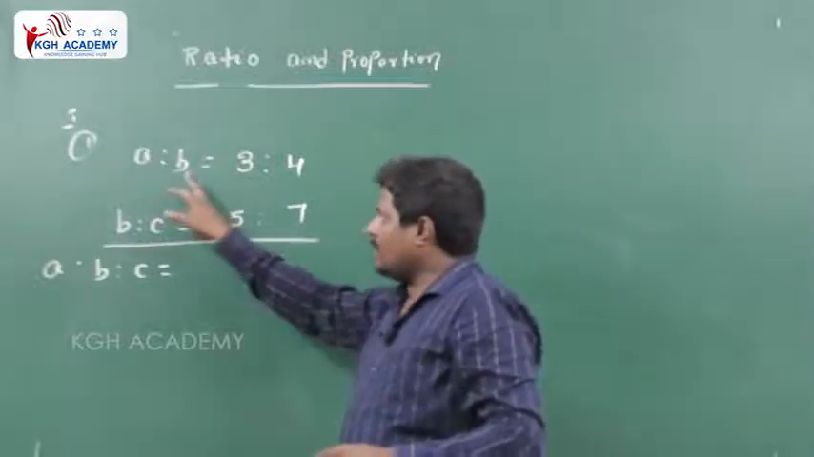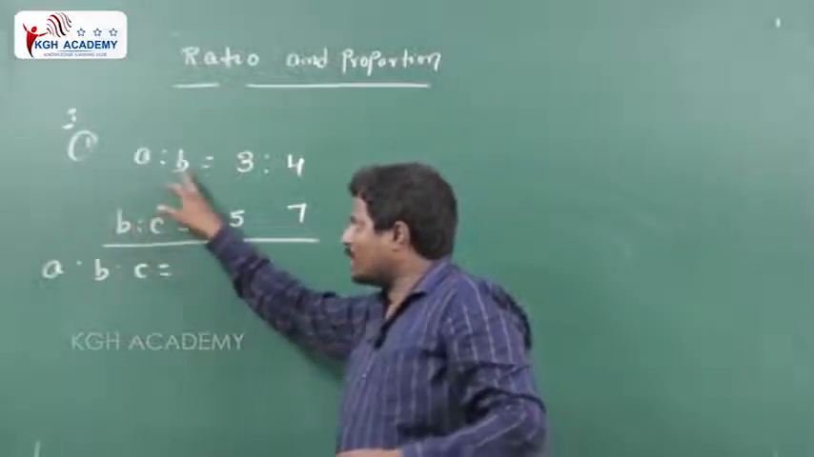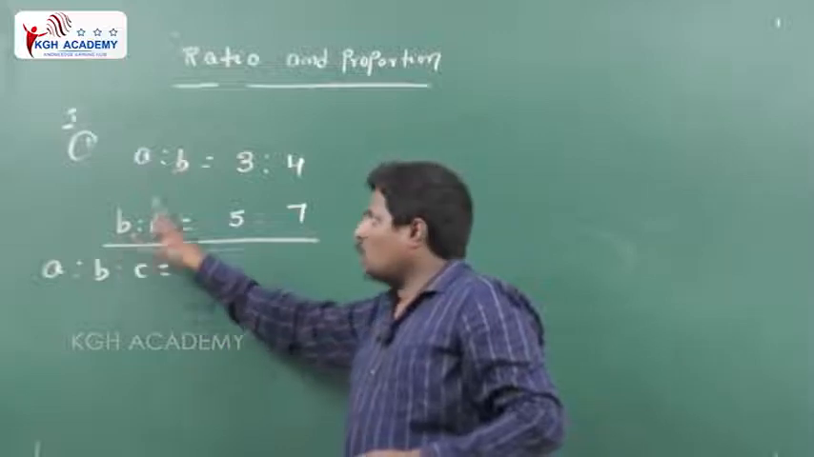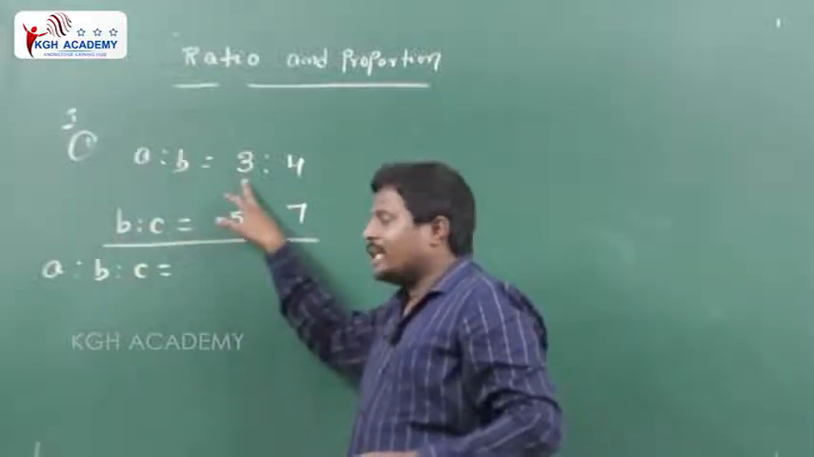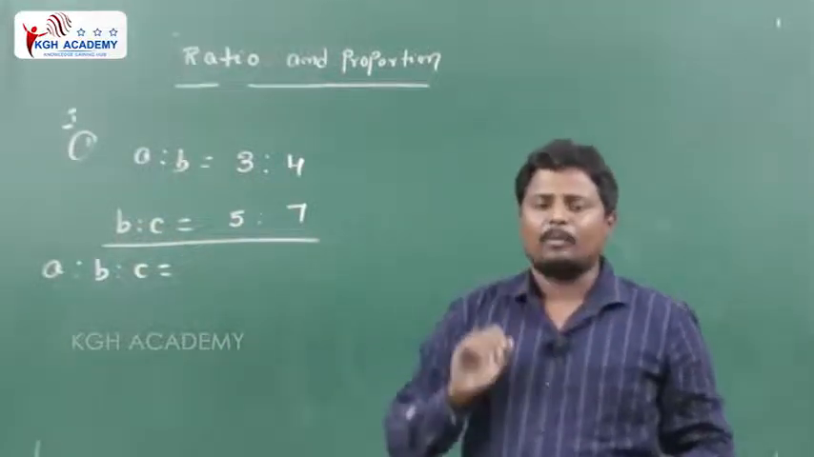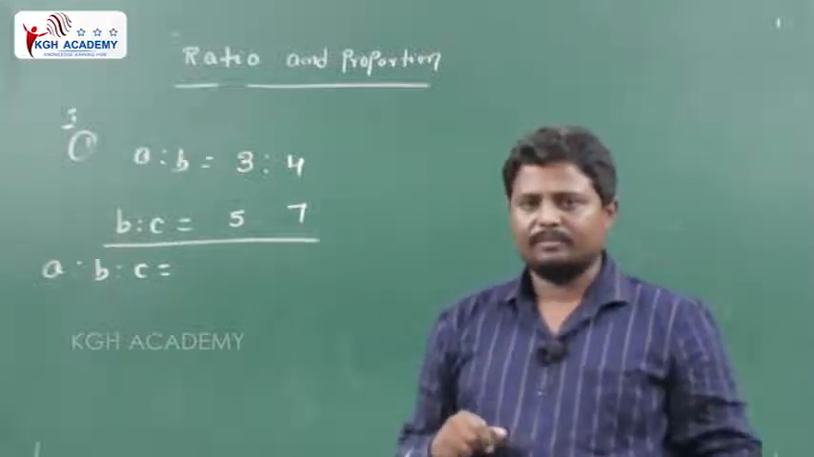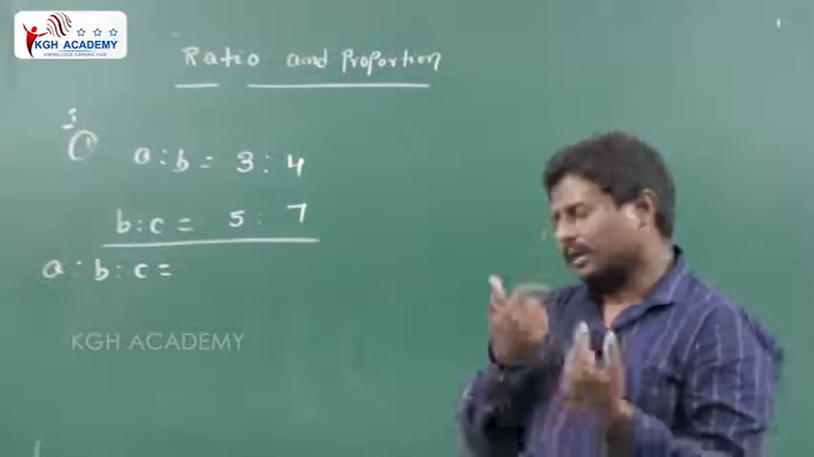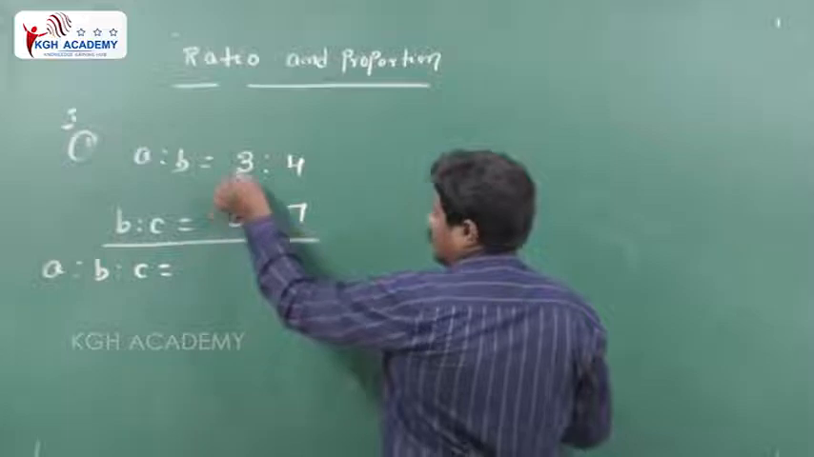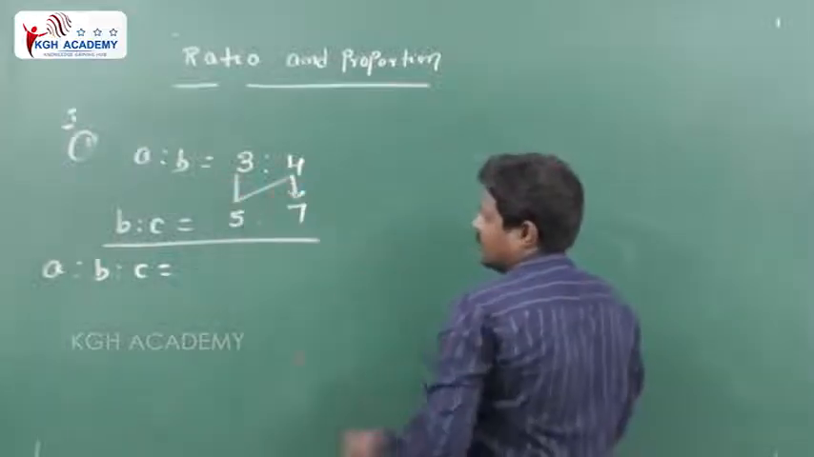Actually, in the first ratio and the second ratio, what is the common term? The B term. We need to equate this B term, just by taking cross multiplication. That is a very simple point. We need to take cross multiplication. This is a very regular method, sir. Just make a fun like this.